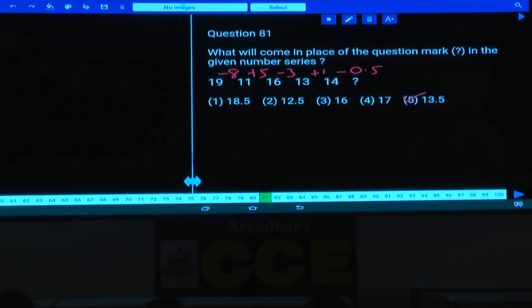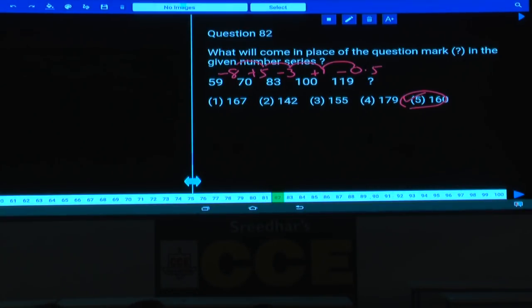13.5. And 0.5 to 1, this is into 2. Here it is into 3, isn't it? Next one. And this is 3 and 5 and 8. Now here the difference between the elements is 8, 5, 3, 1 and 0.5. Then question number 82, I will come back to this.